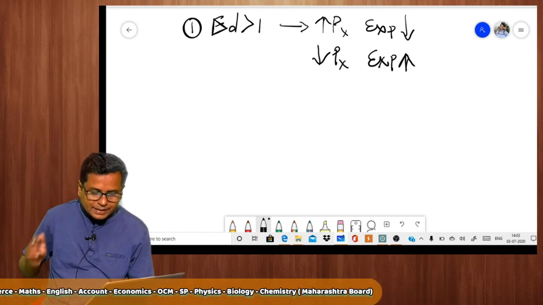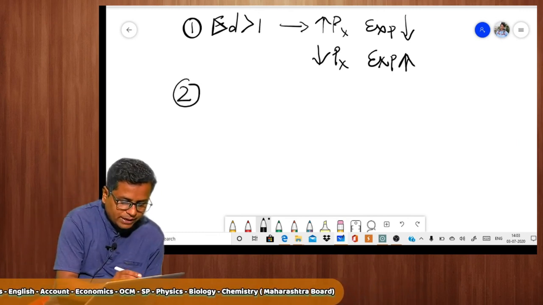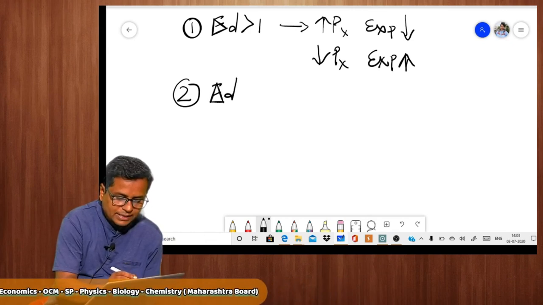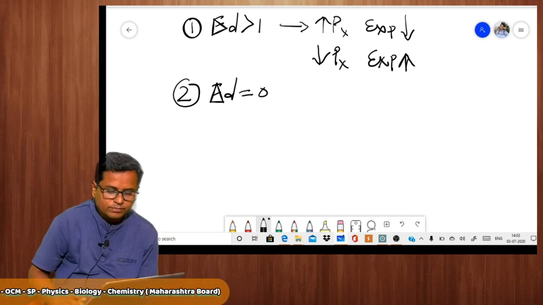Okay. Next one, unitary elastic. The coefficient of unit elastic demand is equal to 0.